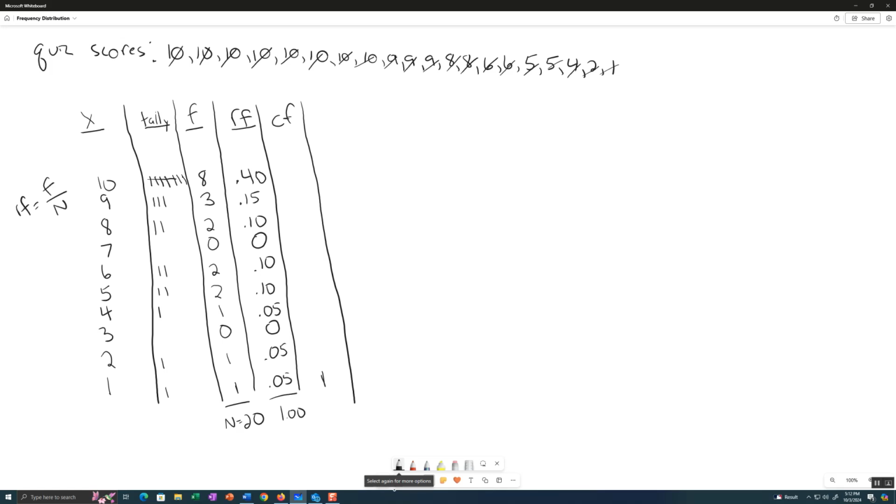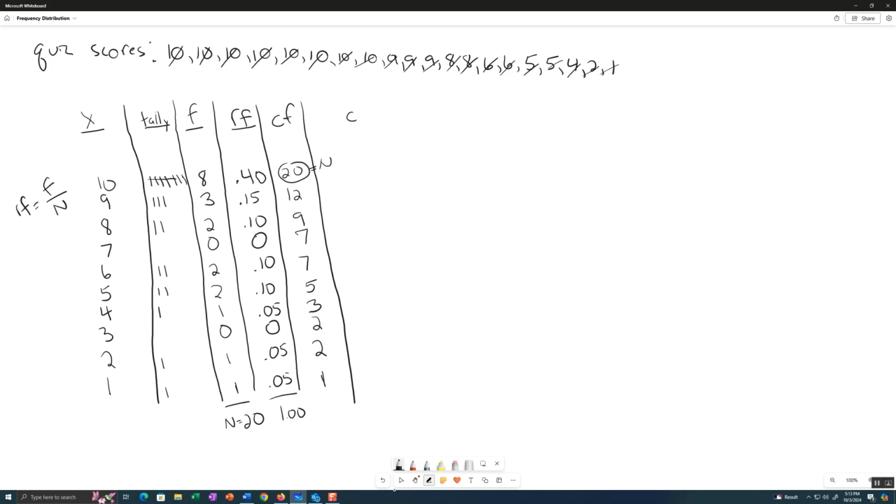So 1 plus the next value. The next value for 2 is 1. So 1 plus 1 is 2. I'm adding on a diagonal here. 2 plus 0 is 2. 2 plus 1 is 3. 3 plus 2 is 5. 5 plus 2 is 7. 7 plus 0 is 7. 7 plus 2 is 9. 9 plus 3 is 12. 12 plus 8 is 20. So this value up here has to be equal to N. And it is. N is 20 on the top. So far so good.